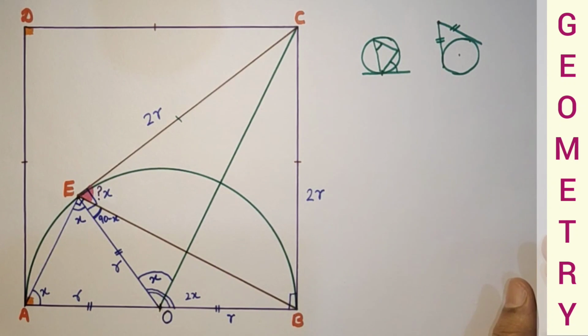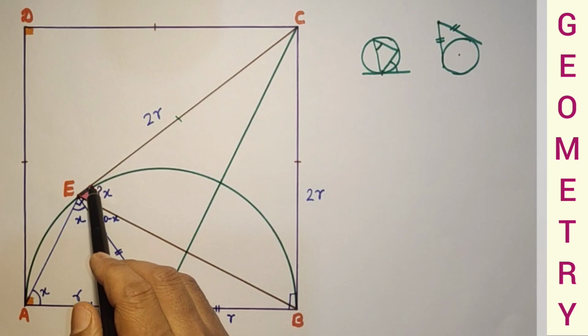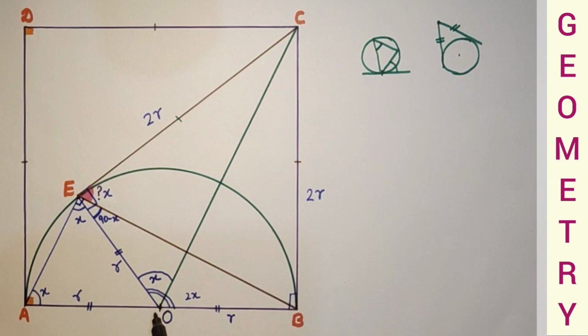Now we have to use trigonometry. So it is not a 9th grade problem, because we are going to use trigonometry here. We have to find this angle's value. We know this side r and this side 2r.